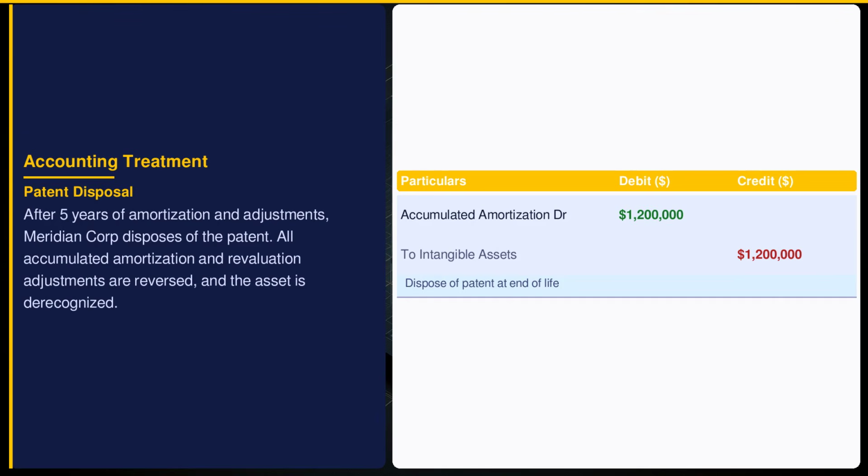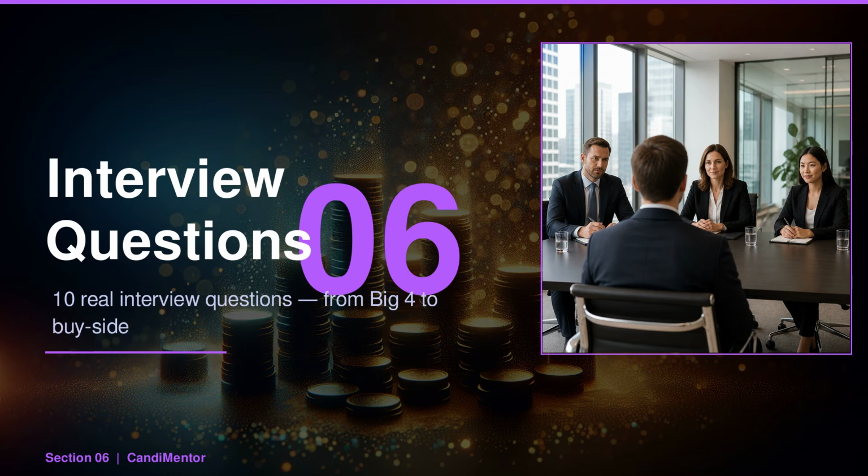De-recognizing the patent concludes its life cycle in Meridian Corporation's books. Accumulated amortization balances out the asset's initial cost. Indian Accounting Standard 38 guides this disposal, marking the end of amortization and ensuring the financials reflect reality as the asset exits. Every Big Four and investment bank interview on Indian Accounting Standard 38 follows a pattern.